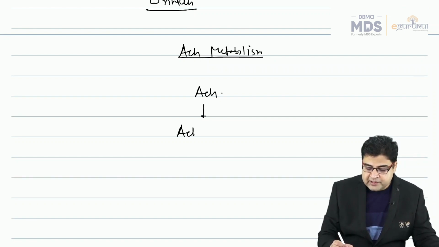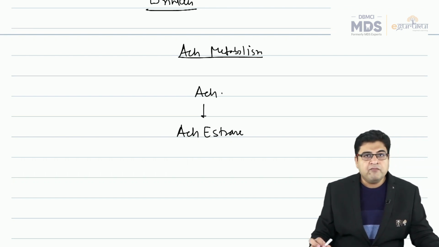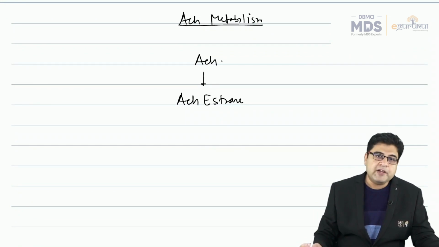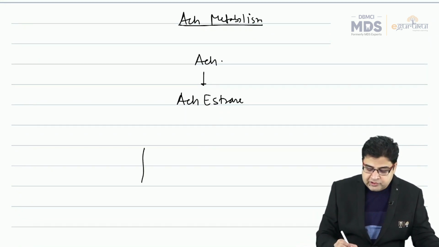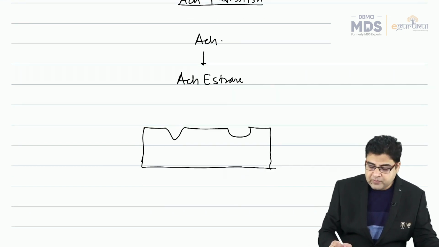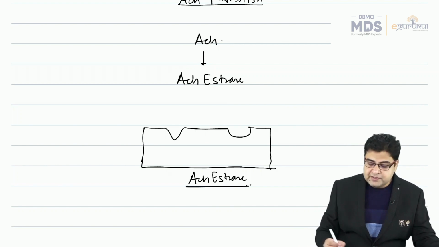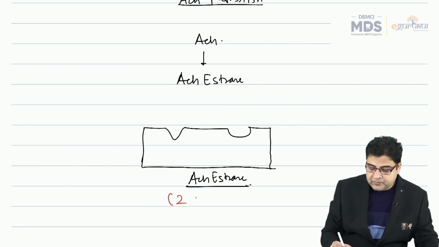The name of the enzyme is acetylcholine esterase enzyme. With the help of this enzyme, acetylcholine gets metabolized. Now, if I have to draw the structure of the acetylcholine esterase enzyme, I will draw it this way. This is a unique enzyme of the body, and in which respect is it unique? The unique point of this enzyme is that it has two active sites instead of one active site.